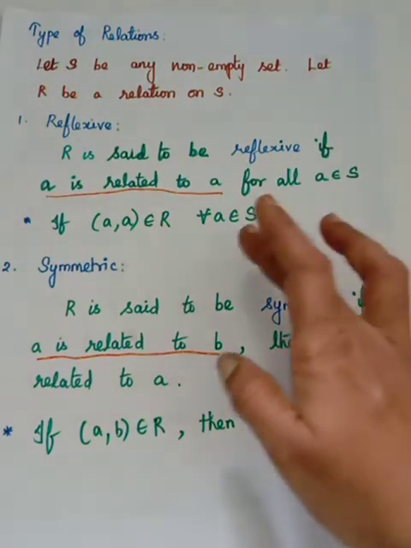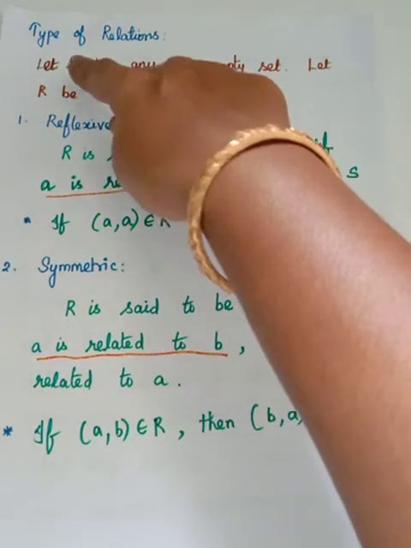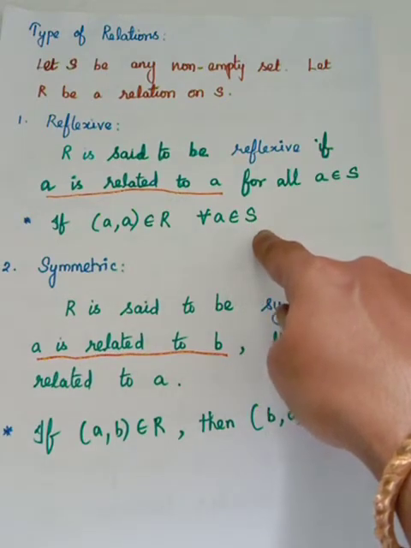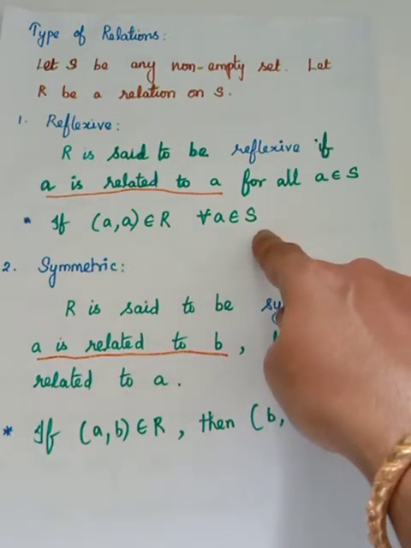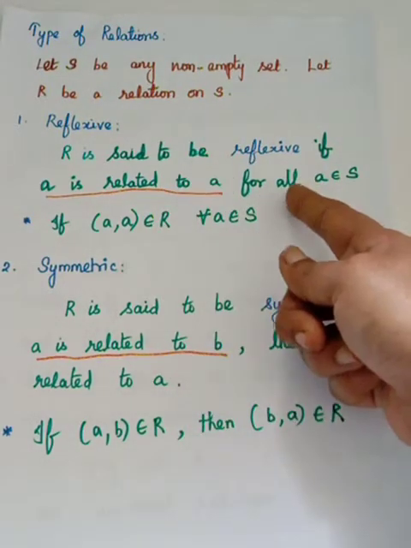Okay, for reflexive, we have to take the elements from the set S. For all the elements in the set, one element is related to itself. That is in the relation, which means that the relation is reflexive.